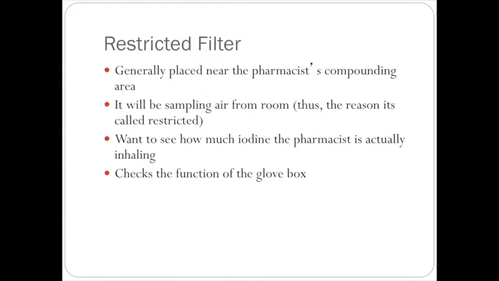So how do we do this? Well, basically what we need to do is do an air sample. So we have filters that we actually place near the pharmacist compounding area most of the time when we look at the restricted filter. And so it's usually very close to the pharmacist's face because you're trying to sample the air that the pharmacist would actually be breathing while they're doing the manipulations. And so literally it is just a charcoal filter, either a round disc shaped charcoal or a long or skinny kind of charcoal filter that fits inside of a tube.